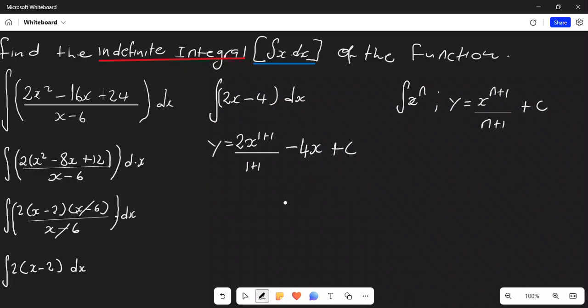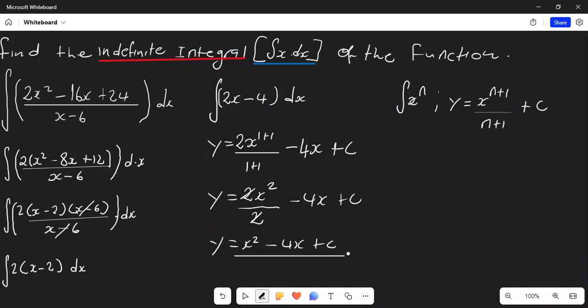So this means that we just integrated. Now let's simplify here. If we simplify here, we're going to have 2x squared divided by, what is 1 plus 1? Remember, 1 plus 1 is 2, that's why we have squared here. 1 plus 1 here is going to be 2, minus 4x plus c. So 2 divided by 2 is going to give us 1 multiplied by x squared minus 4x plus c. So this here, guys, is our final answer.